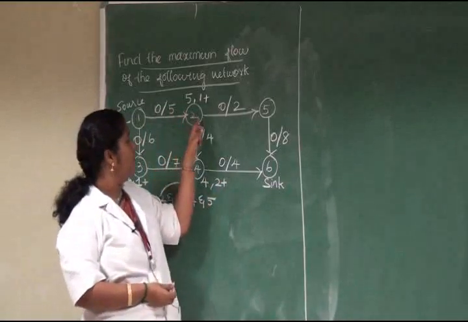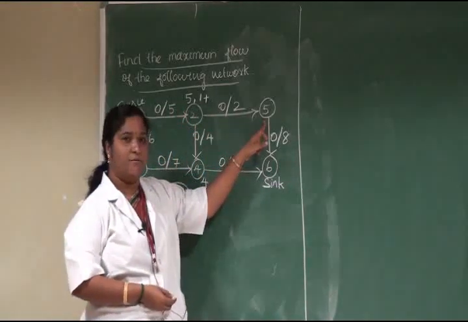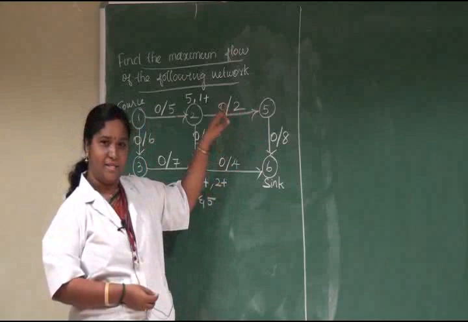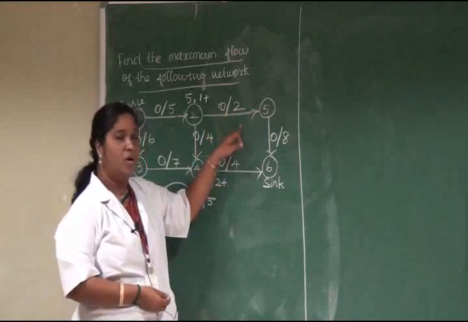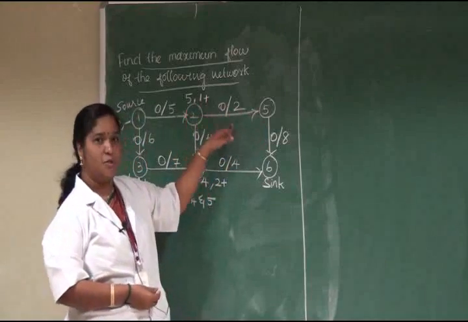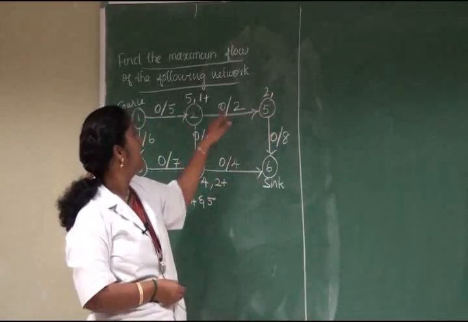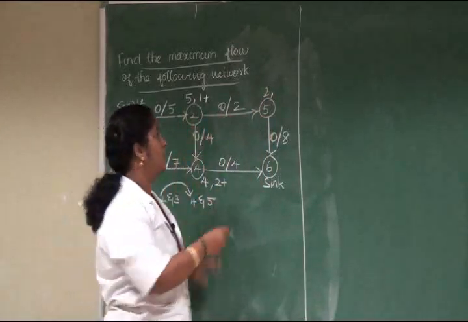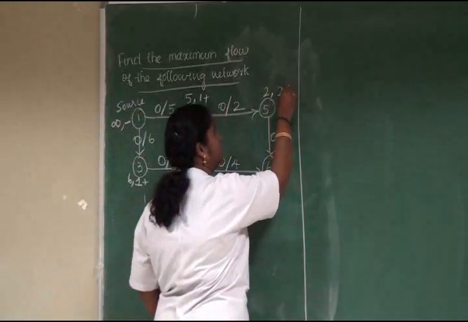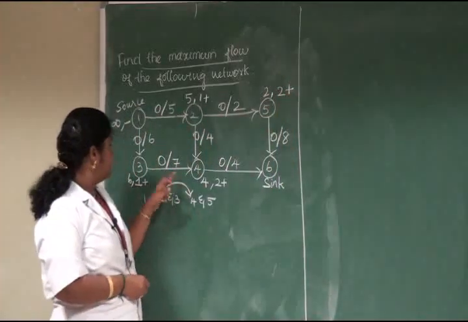And the next one is from vertex 2 you have to label vertex 5. So here the remaining capacity is 2, it is greater than 0. Minimum between 2 and 5 is 2. So you have to write 2 comma, since 5 is reached from 2 by a forward edge you have to write 2 plus.